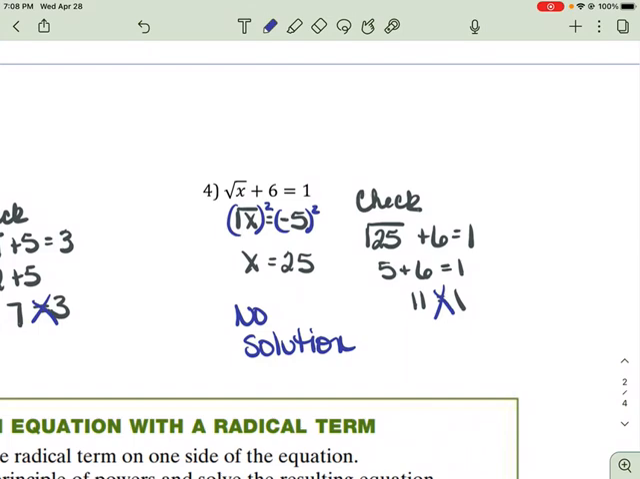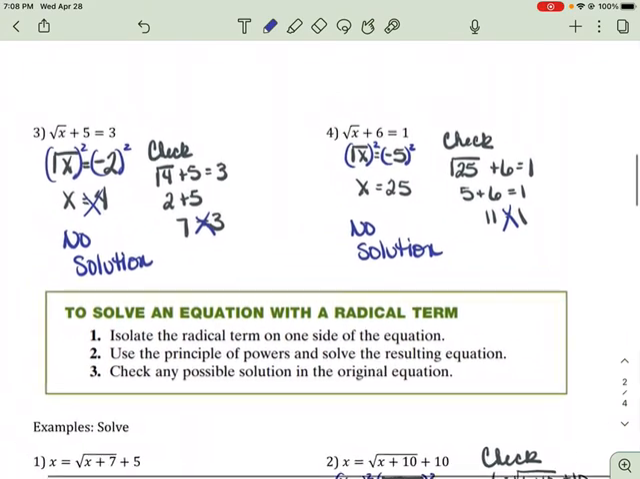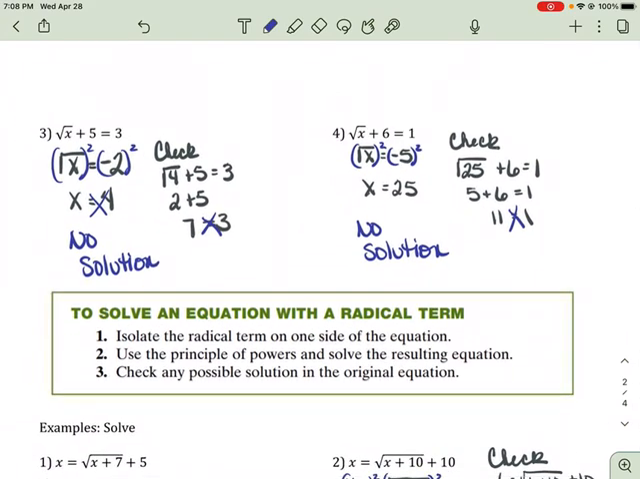And that's okay, because if we do our check, we're going to end up seeing that 11 does not equal 1. Therefore, our solution of 25 is not correct. There's no solution.